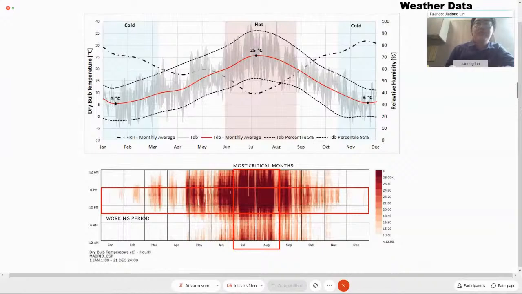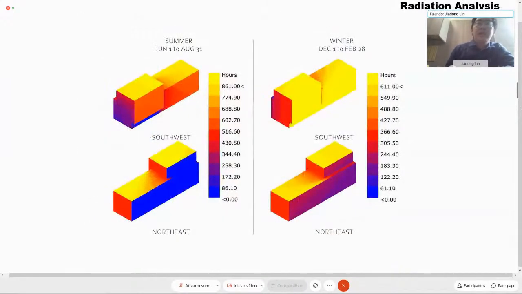And here shows the temperature and the relative humidity of Madrid. And this is the radiation analysis of the building. The south side is affected the most, followed by the east side. So we pay most attention to south side.